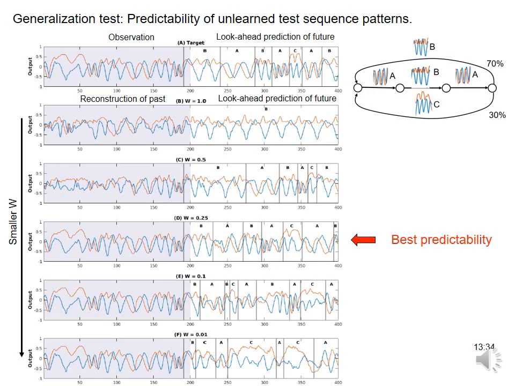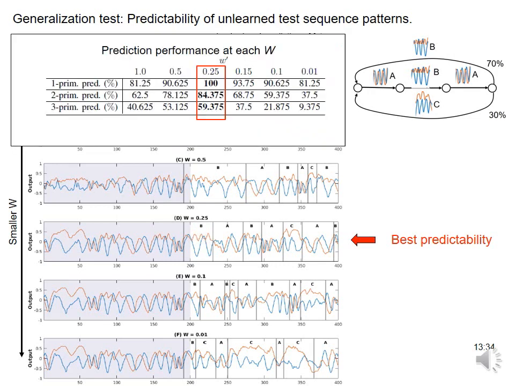So this is a summary of the prediction performance. In the case where W is set to 0.25, the one-primitive-ahead prediction capability is 100%, very good compared to the others. Even two-primitive-ahead prediction is 84%, which is very good compared to the others. It can even do three-primitive-ahead predictions, performing best in the case of 0.25.